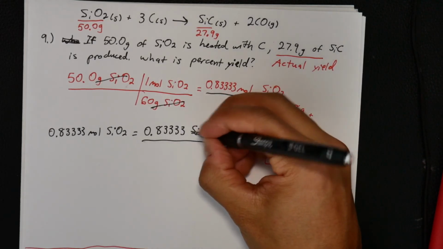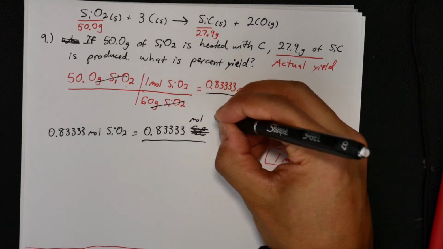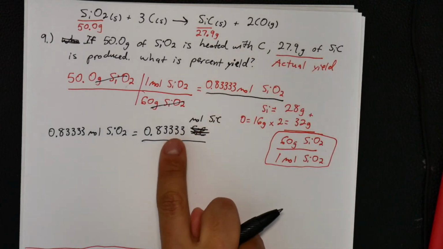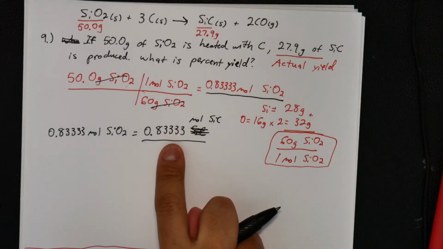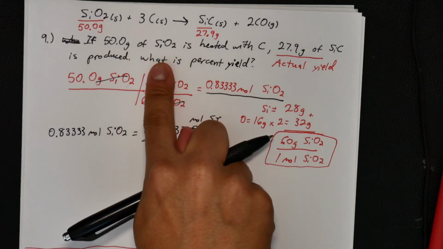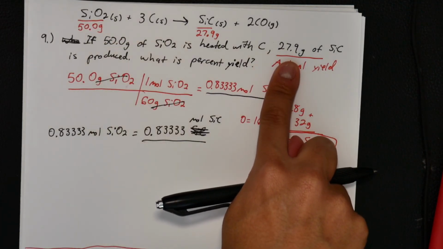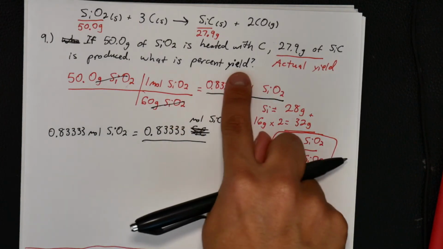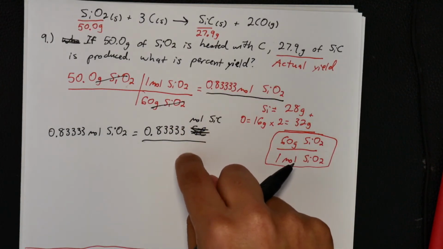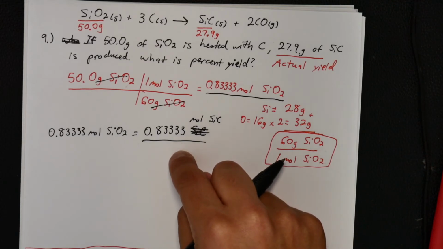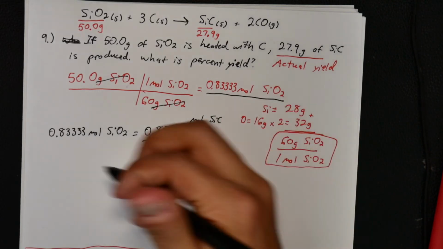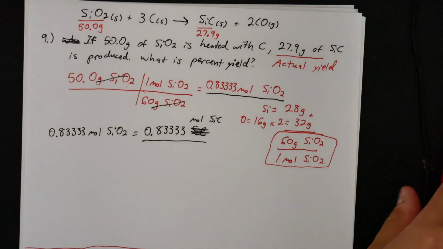Oh, I should have written moles here, just realized, sorry. Moles of silicon carbide, okay? We need to get this into grams because, again, they're telling us in the problem that someone did this and actually got 27.9 grams. But in order for us to determine their percent yield, we need to compare it to how much we should have got, and it's got to be in the same units.